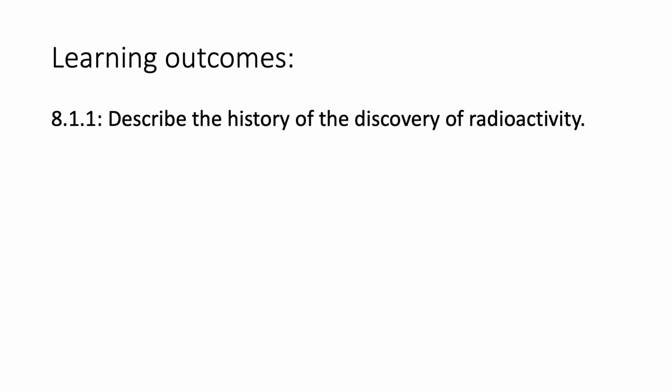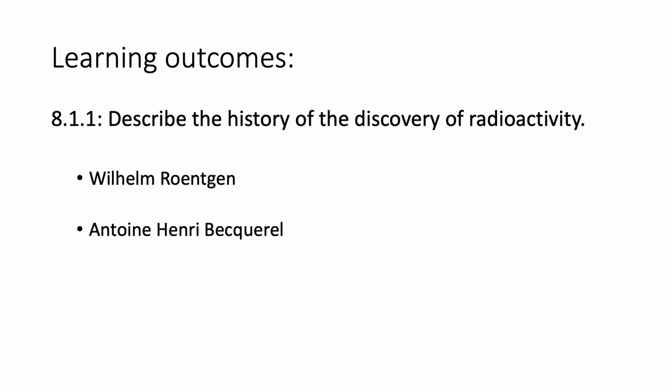So before we move on, let's look at the learning outcomes for today's lesson. We're only going to focus on one learning outcome for today's lesson, and it is the ability to describe the history of the discovery of radioactivity. In particular, we're going to look at the key players in the discovery of radioactivity, the first of which is Wilhelm Roentgen. The second person is Antoine Henri Becquerel, and the third couple actually are Marie and Pierre Curie.